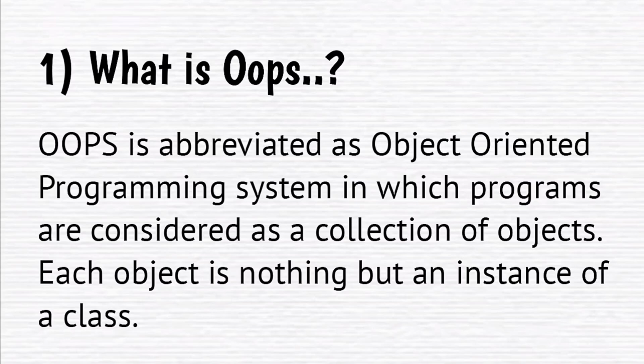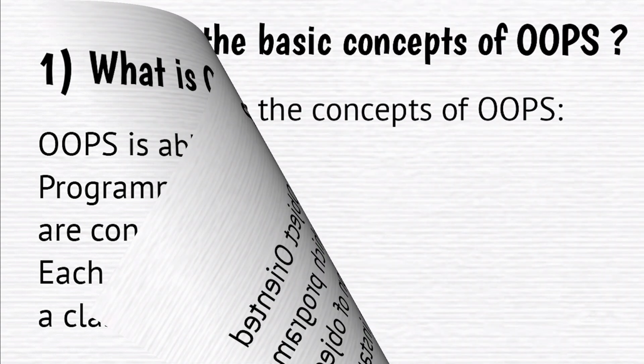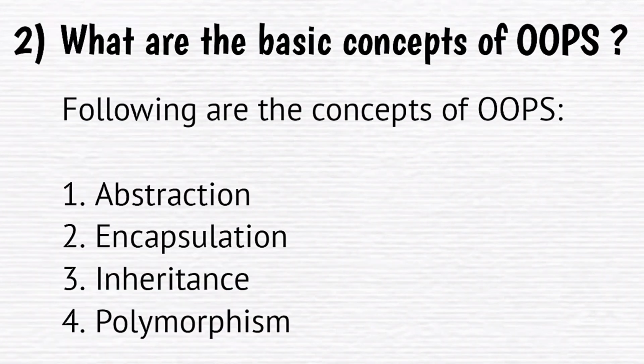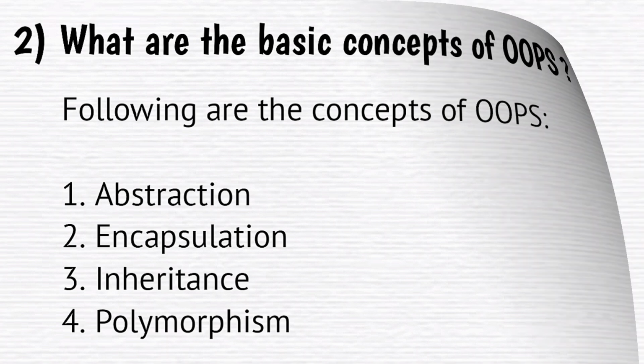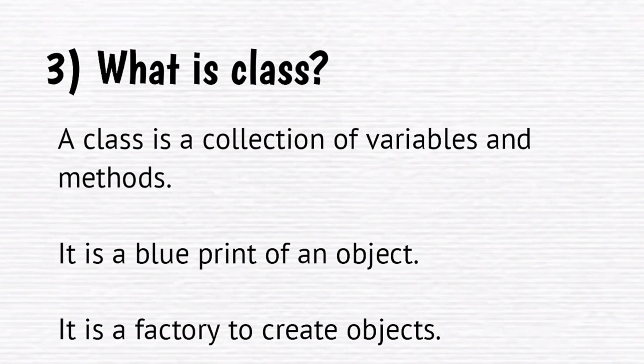What is OOPS? OOPS is abbreviated as Object-Oriented Programming System, in which programs are considered as a collection of objects. Each object is nothing but an instance of a class. What are the basic concepts of OOPS? 1. Abstraction. 2. Encapsulation. 3. Inheritance. 4. Polymorphism.